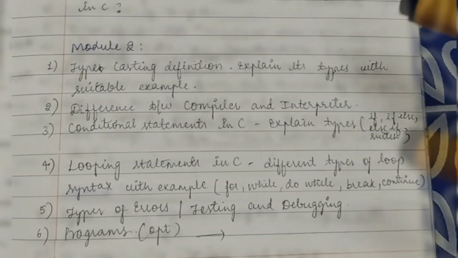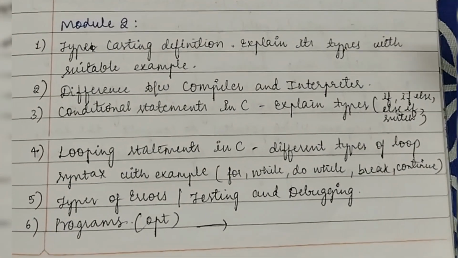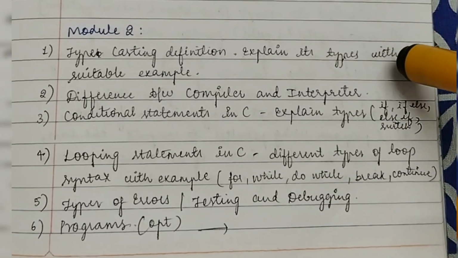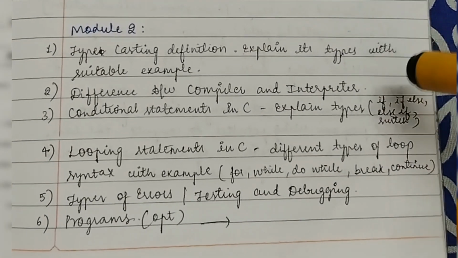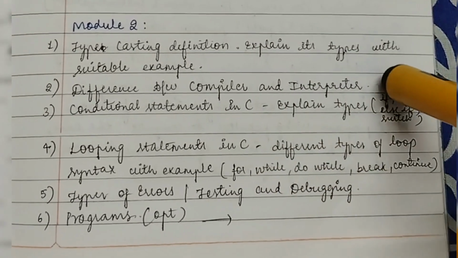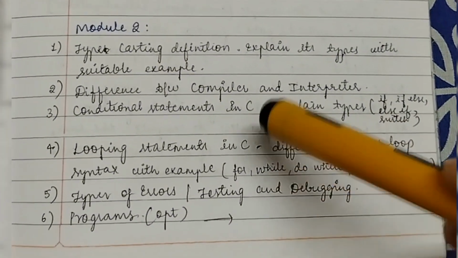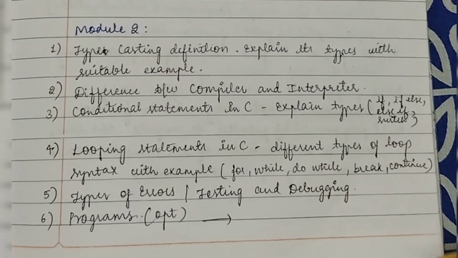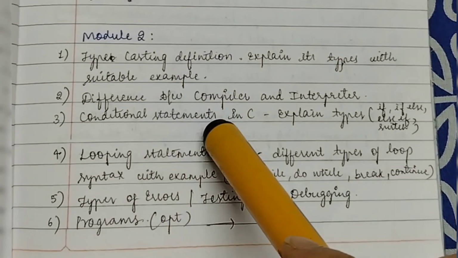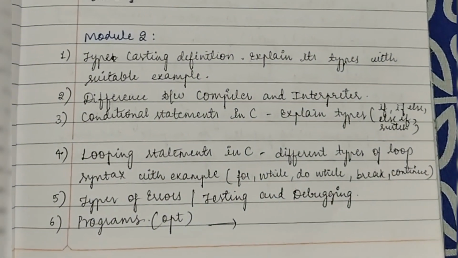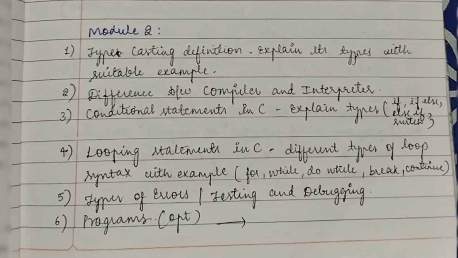Okay, next moving on to module 2, which is typecasting definition and explain its steps with suitable example. Then moving on to the next question, difference between compiler and interpreter. It's also an important question. Third question is conditional statements in C, explain the types. Okay, so in conditional statements, what are the conditional statements? It's if else, else if, and switch statement.